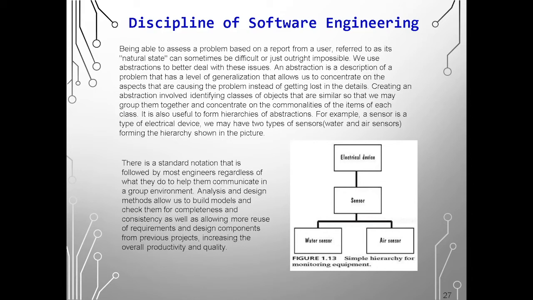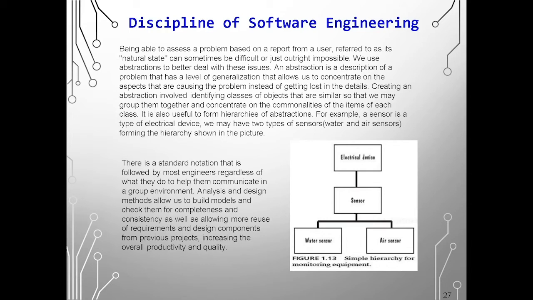So to handle this, we use a concept called abstraction. An abstraction is a description of a problem that has a level of generalization that allows us to concentrate on the aspects that are causing the problem instead of getting lost in the details. So basically, we dumb down the details to figure out the root of the problem and try to combine things that are alike to help figure it out.